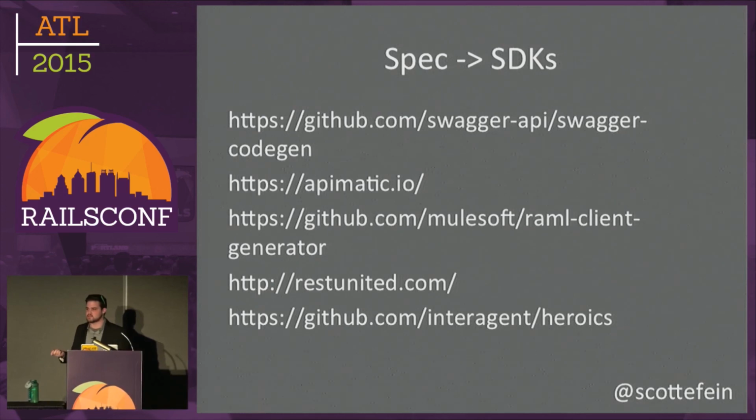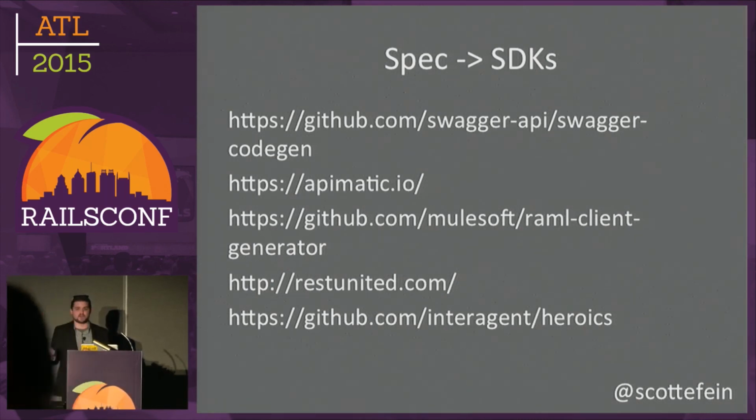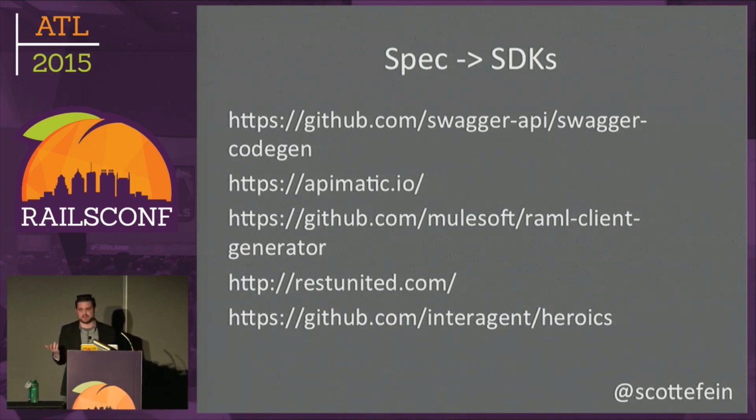The RAML one's pretty good. It just creates JSON, and the Swagger codegen. Some of the SDKs that it generates are pretty good. Other ones of them are just broken. If you look at their issues, you can see which ones are good and which ones aren't.